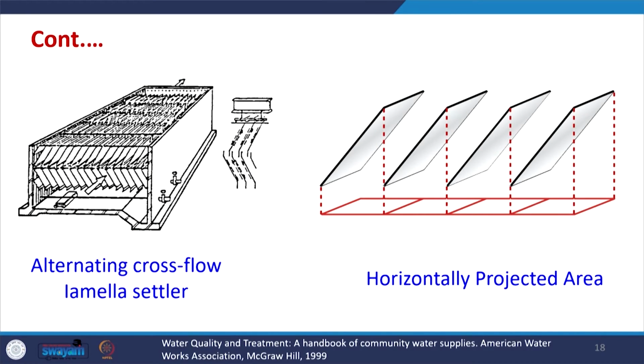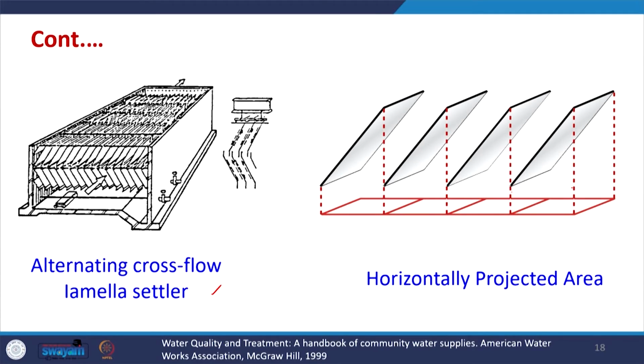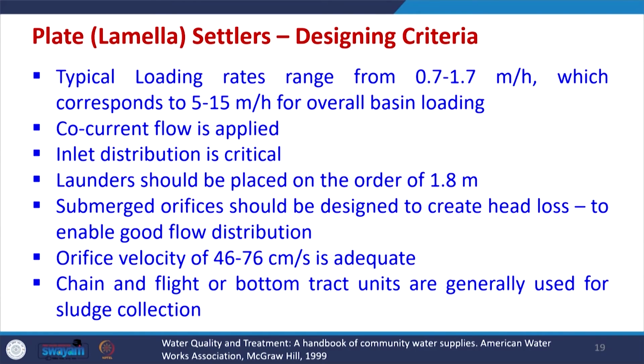Now, this is how it is shown. We can see here they are inclined in one of the directions. So, this way the flow may be there, alternating cross flow lamella settlers. So, we can see the difference. Then there is the horizontally projected area. We remember that the top area is one of the important parameters in the design of the sedimentation basin. So, we can see here that the area has been reduced because of this inclination, and that helps in the overflow rate.